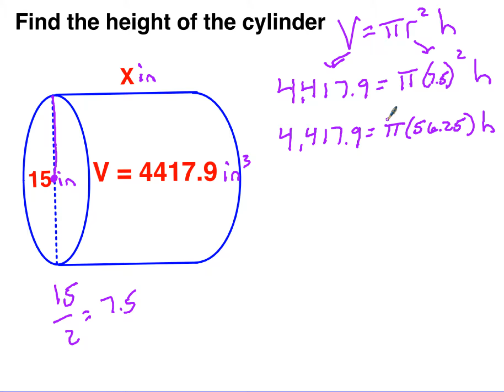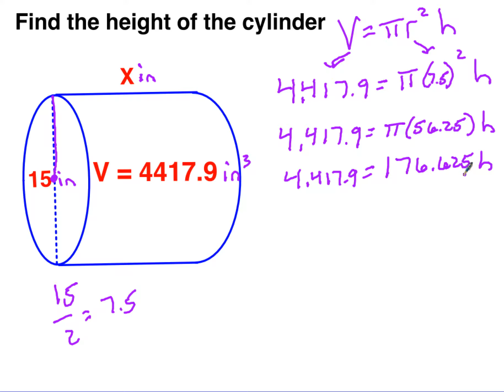Now I'm still trying to simplify, so I'm going to multiply here, 56.25 times 3.14. I'm multiplying by pi. I'm going to get 176.625 h. That's still equal to 4,417.9. And now, because I've multiplied, I found the area of this circle, the area of my base. The area of this base is 176.625. But I still have to multiply by the height to find the volume of this whole cylinder.